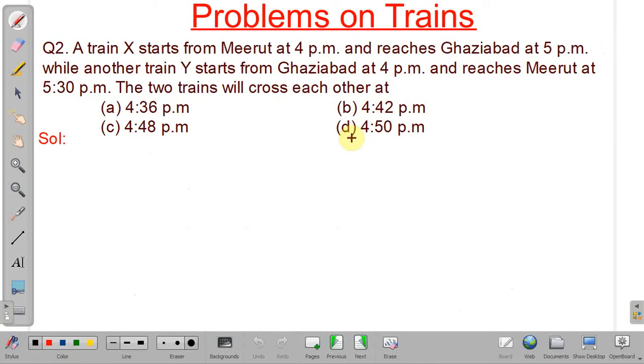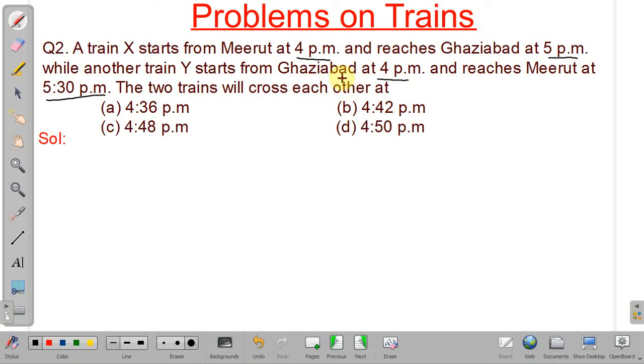See, in this problem it is given that a train X started from Meerut at 4 p.m. and reached Ghaziabad at 5 p.m., while another train Y started from Ghaziabad at 4 p.m. and reaches Meerut at 5:30 p.m. So the two trains will cross each other at, so we have to find the time. Okay. So how can we solve this?